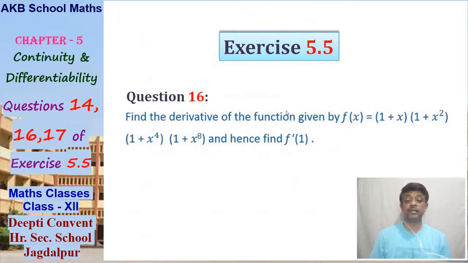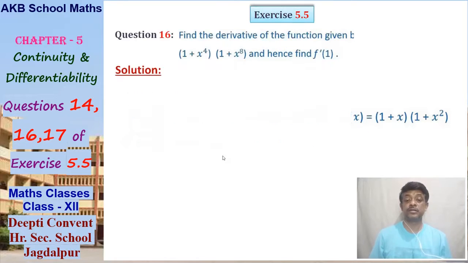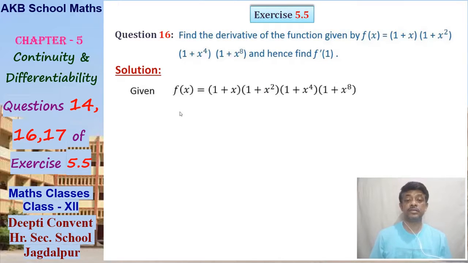Okay, find the derivative of the function given by f(x) equal to this product function. Here this is a product: this into this into this into this. Also find f dash 1, that is the derivative of the function f(x) at x equal to 1. So let us solve. Let us suppose that f(x) equals this given function.